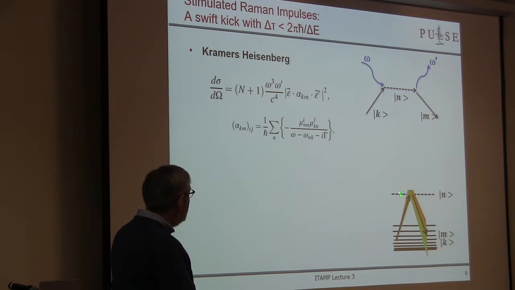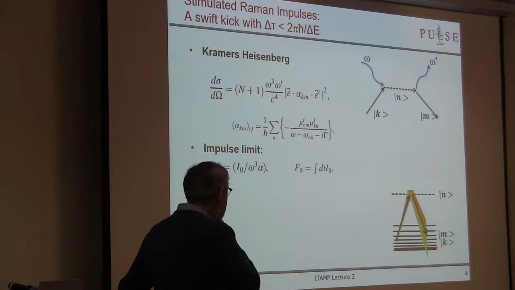I'm in this impulsive limit, so these photons have bandwidth, and now I can interact coherently with any of these states. Okay? Here's what it depends on. It depends on how many photons you have per mode in your field. It depends on the dipole couplings here and here. It depends on other things having to do with the polarization and the frequencies of the field.